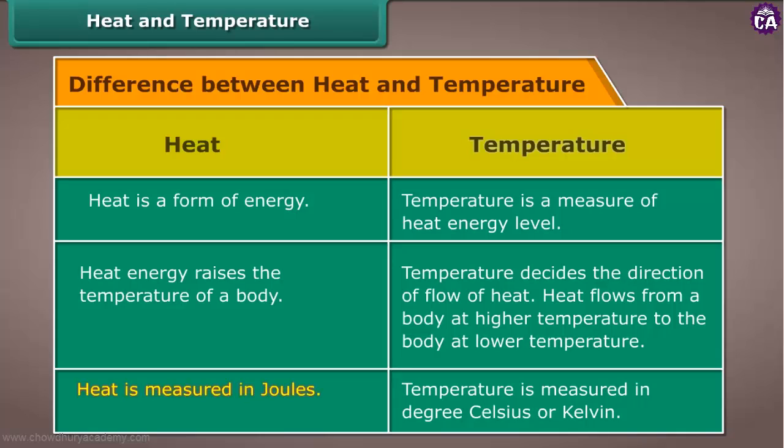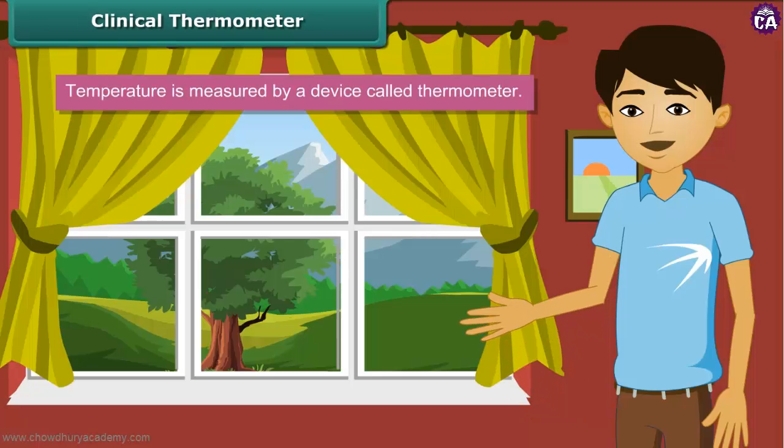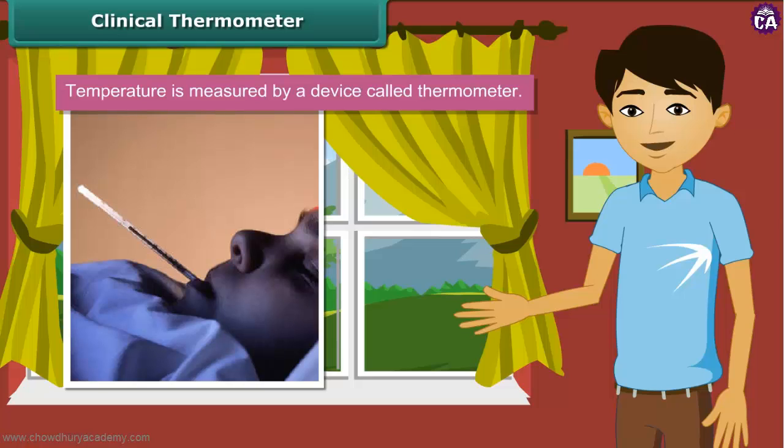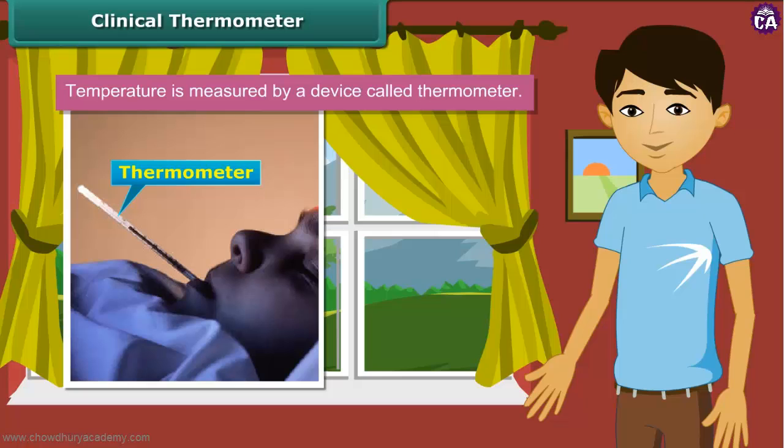Heat is measured in joules. Temperature is measured in degrees Celsius or Kelvin. Now that we have learnt about temperature, let us look at the device used to measure temperature. It is called a thermometer.